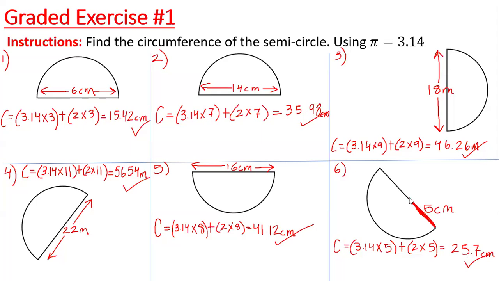Notice that for the last one, I used 5. 5 is already the radius, so I don't have to split this into 2.5.